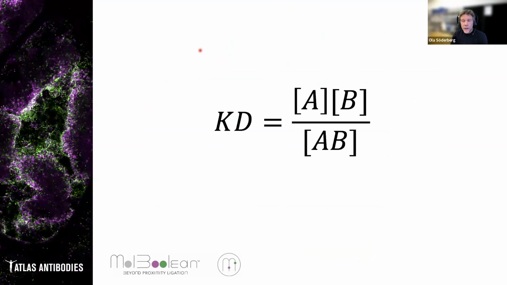So the problem now is that you have different methods to look at different things. You have immunofluorescence to look at the amount of protein in a cell, how much protein A you have and how much protein B you have. And in situ PLA will give us information on how much protein complex there is. But of course, it would be good to combine this to have a deeper understanding of what happens in biology.